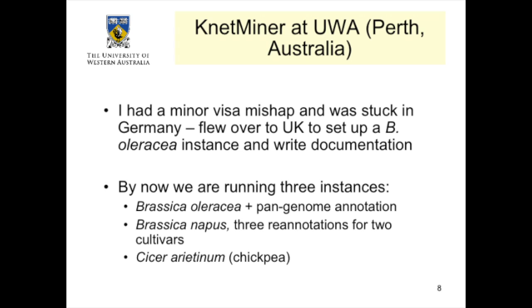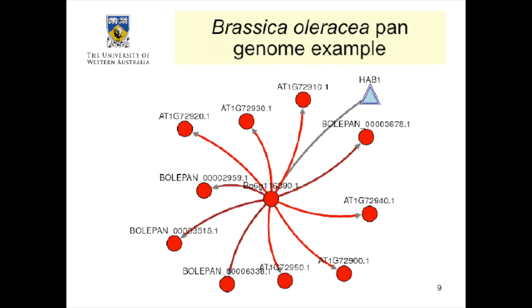Back then, I used Brassica oleracea, so only the C genome, which is kale, cabbage, all these vegetables, because it's just a smaller genome and it's easier to set up. But by now, in the last few years, we've set up a few more instances. We are now running a Brassica oleracea with the pan-genome annotation. We're running an instance for Brassica napus with a few different annotations from different cultivars. And we're running one for chickpea, because that's also what we've been involved in the chickpea genome projects. So I'll show a few examples from these instances now.